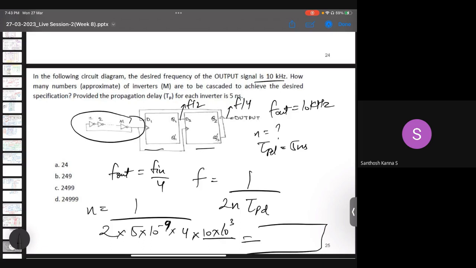This is 10 to the power 4, this is 10 to the power minus 5, so it will be 10 to the power 5 upon, there will be one more 10. This will be 10 to the power 4 upon 4. So this is nothing but 10 to the power 4 into 10 to the power 3. This will be 2.5, 2500. Yeah.